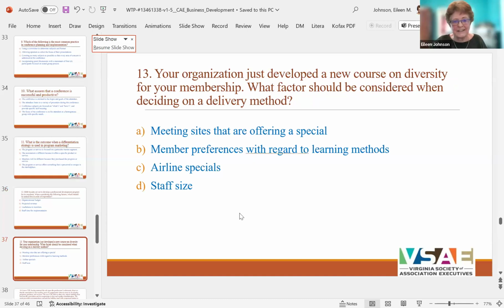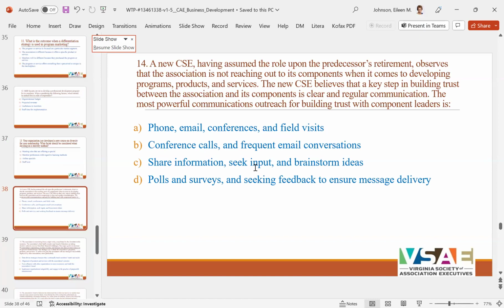Okay. Your organization just developed a new course on diversity for your membership. What factors should be considered when deciding on a delivery method? Meeting sites that are offering a special, member preferences with regard to learning methods, airline specials, or staff size. Again, it seems like the obvious answer is member preferences with regard to learning methods. Correct, because you're talking about delivery methods. That's good. Yay. Next.